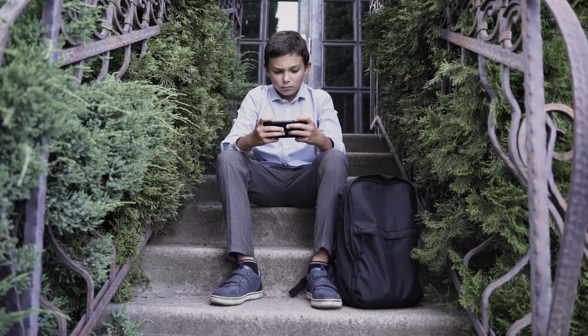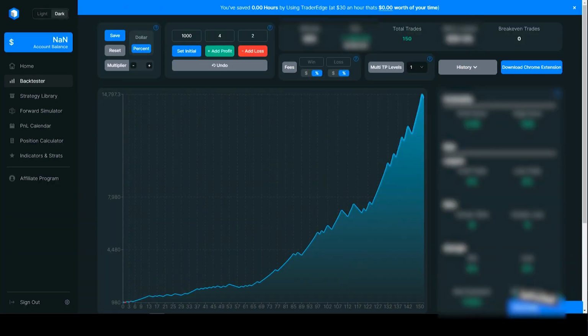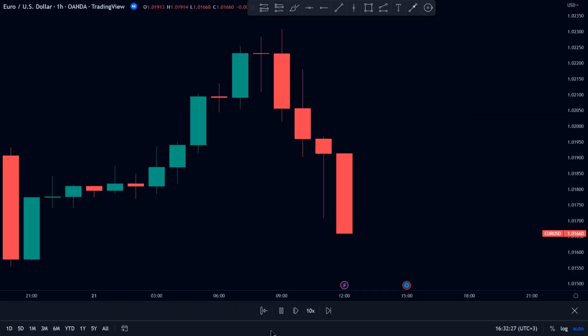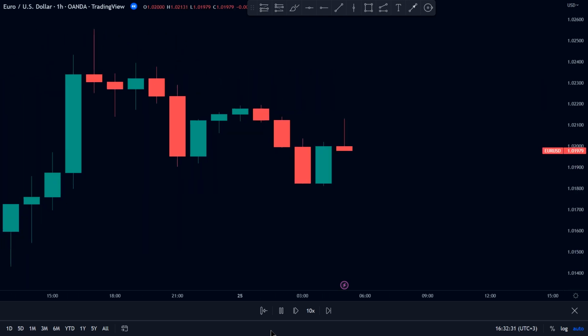Now, you may also want to stick to the end of the video because later in the video, I will also backtest this particular strategy 150 times using a risk to reward ratio of 1:2 just to see how it performs in different market conditions. Without any further ado, let's get into it.